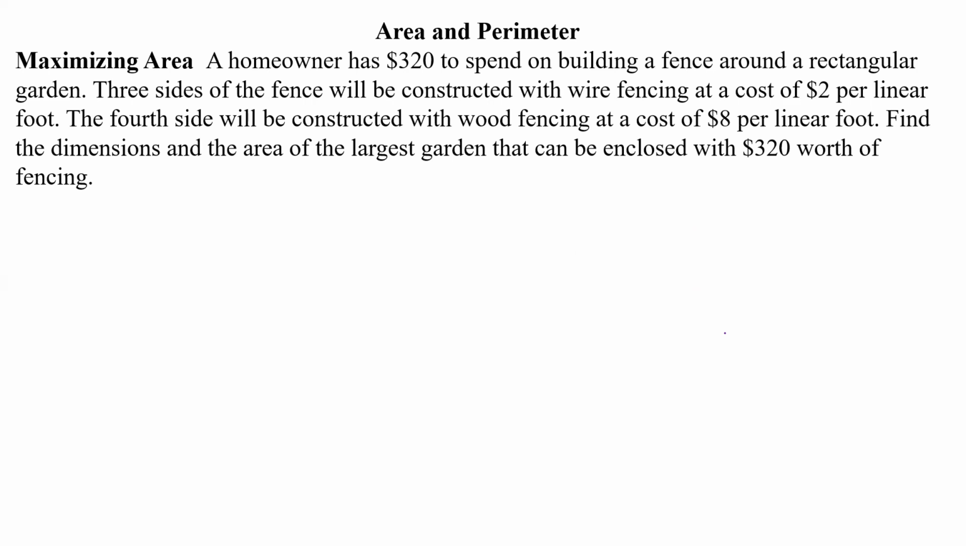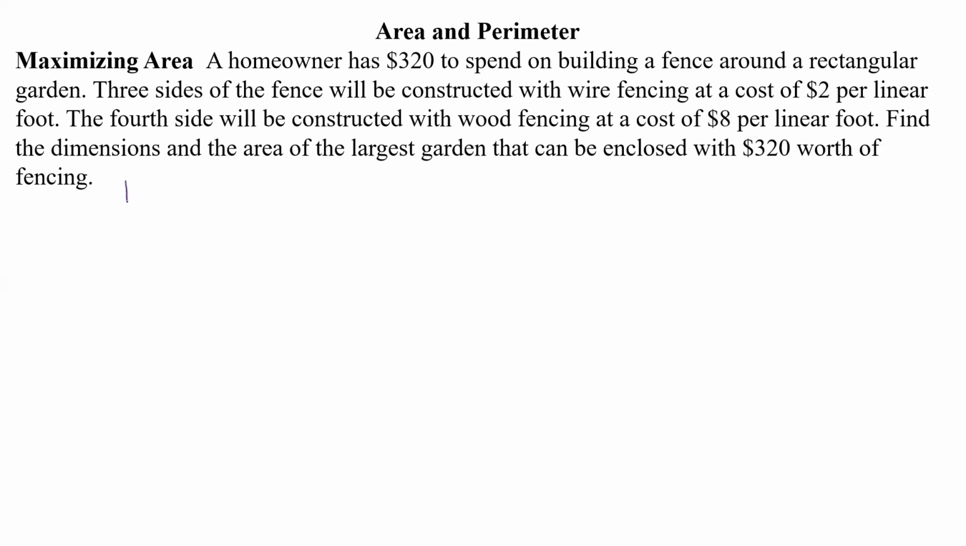A homeowner has $320 to spend on building a fence around a rectangular garden. Three sides of the fence will be constructed with wire fencing at a cost of $2 per linear foot. The fourth side will be constructed with wood fencing that costs $8 per linear foot. We're supposed to find the dimensions and the area of the largest garden that can be enclosed with $320 worth of fencing. All right, so let's think about drawing a picture here.